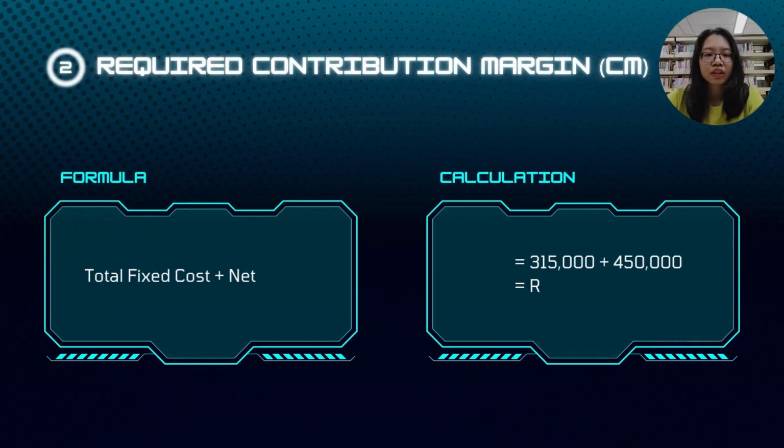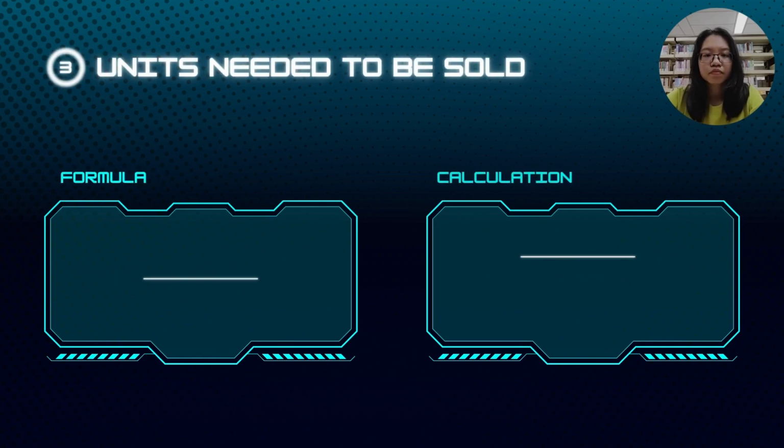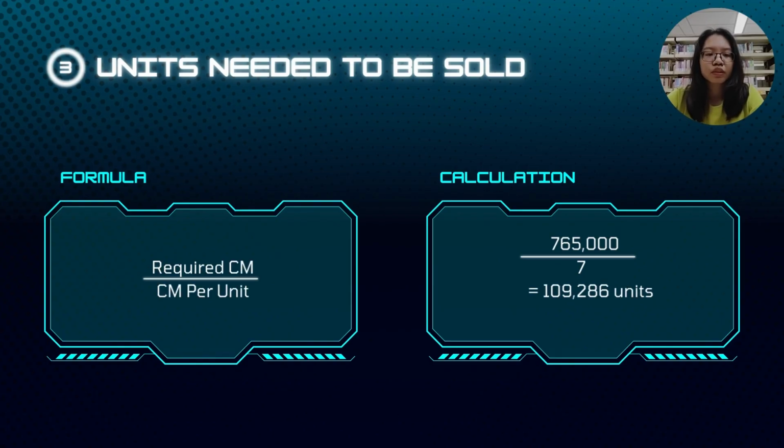Now we calculate the required contribution margin, which is total fixed cost plus the net income, and we will get 765,000. Next, which is the last step, we need to calculate the units needed to be sold, which is the required contribution margin divided by the contribution margin per unit, and we will get 109,286 units.